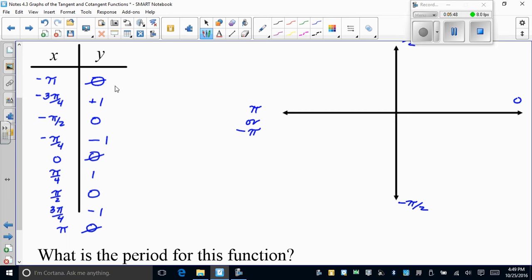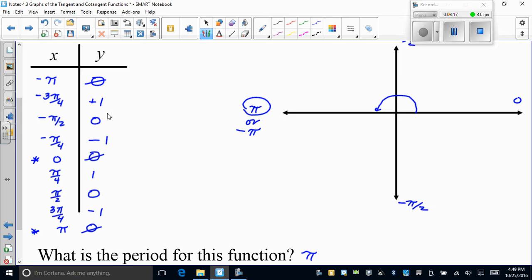It's from here, it's undefined, to here. So we'll be graphing everything between, which is 0 to pi. So our period is pi. We're graphing these values for tangent. And from 0 to pi, that's our period for tangent. And the reason tangent has that restriction is because of the undefined values that it has.